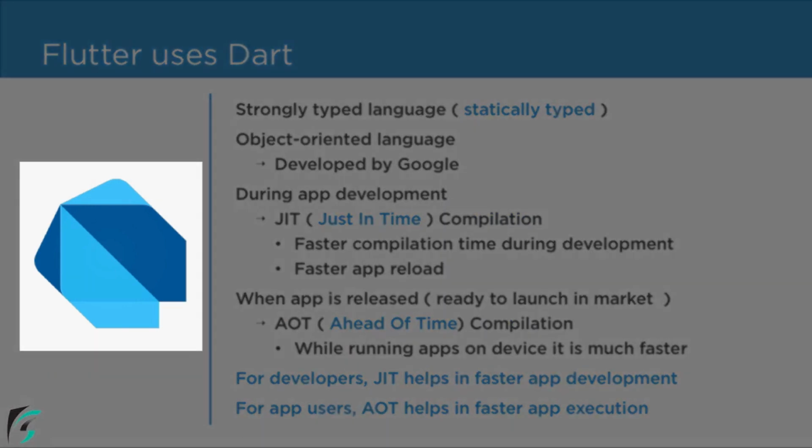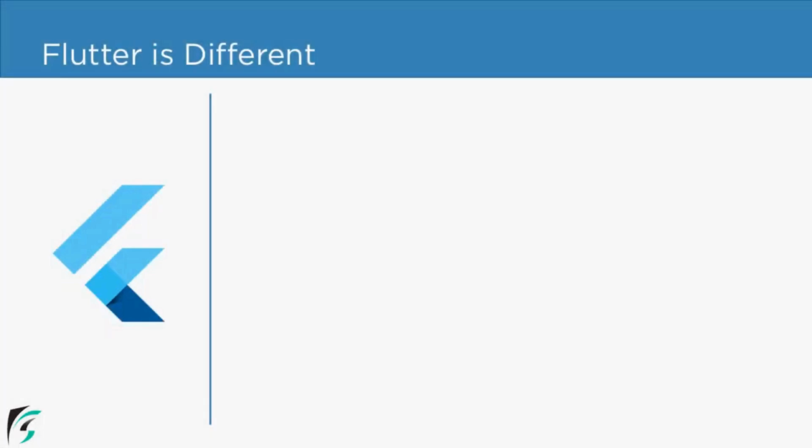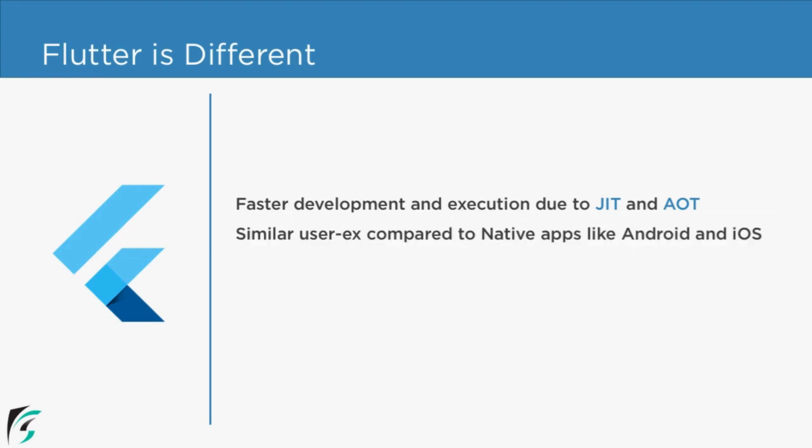Now moving on, since Flutter uses Dart, it simply makes Flutter different from other hybrid frameworks. So due to Dart, we have faster application development in Flutter and also faster execution time due to JIT and AOT respectively. Well, that's one of the main reasons why Flutter is different. Flutter provides a very similar user experience compared to native applications like Android and iOS. And again, maintaining code using Flutter is very easy, just because we have a single code base for both Android and iOS. So now we have got enough reasons why you should go for Flutter.